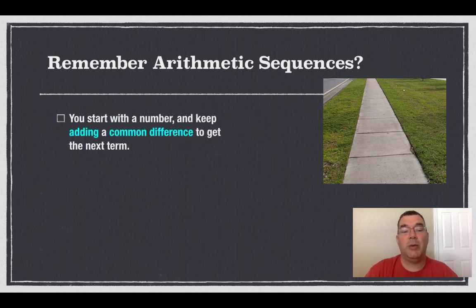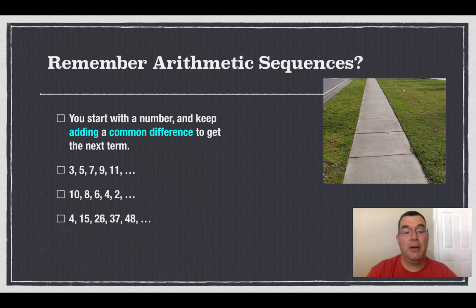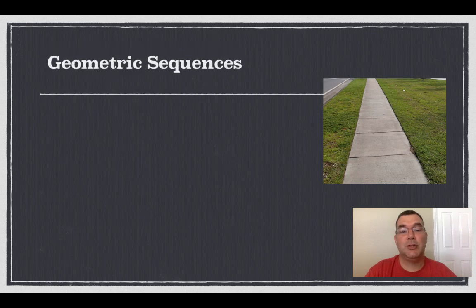So I want you to think back to when we were talking about arithmetic sequences. We start with a number and we keep adding the common difference to get the next term. So things like 3, 5, 7, 9, 11, that starts at 3 and goes up by 2's. 10, 8, 6, 4, 2, that starts at 10 and goes down by 2's every time. 4, 15, 26, 37, 48, that starts at 4 and goes up by 9's, or actually by 11's every time. Sorry about that. Goes up by 11 every time. So that's what arithmetic sequences do.